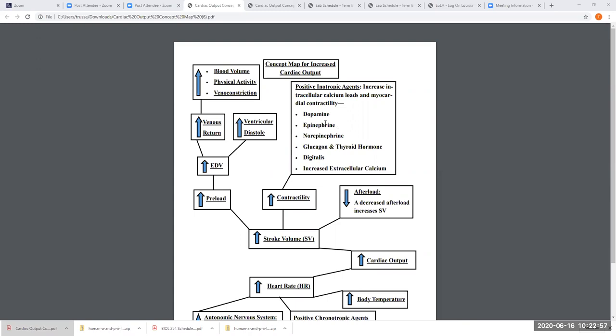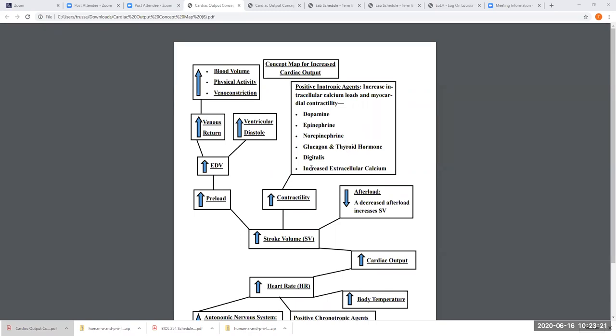Dopamine, epinephrine, norepinephrine. We talked about epinephrine and norepinephrine. Dopamine acts along with epinephrine and norepinephrine. Glucagon and thyroid hormones are acting on the heart to help increase really two things: calcium loads, and thyroid hormones increase the sensitivity of the ventricles to epinephrine and norepinephrine. So thyroid hormone really works with the catecholamines.